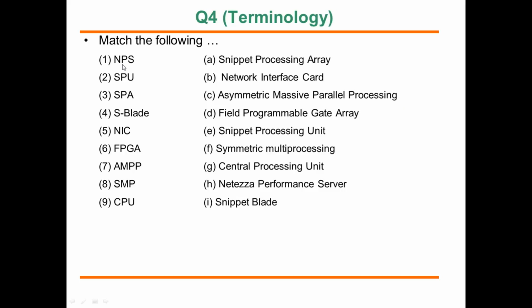Netezza used to call it NPS, Netezza Performance Server, in the olden days. The terminology still stays. Now you know what is SPU, now you know what is SPA. S-Blade and SPU are both the same. NIC is for communication. FPGA is another component, and of course the CPU. There are various hardware components.